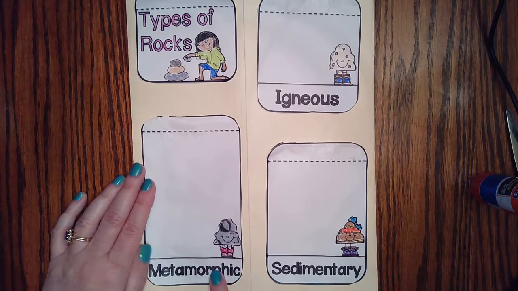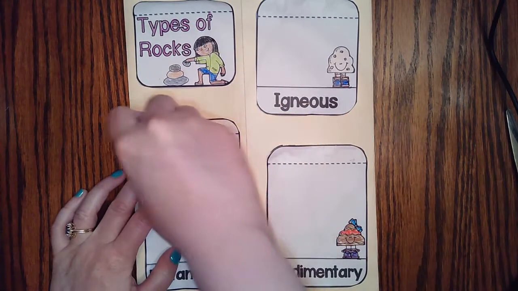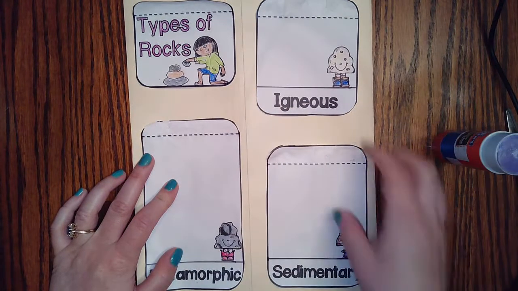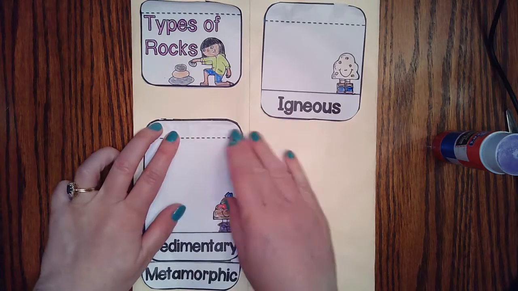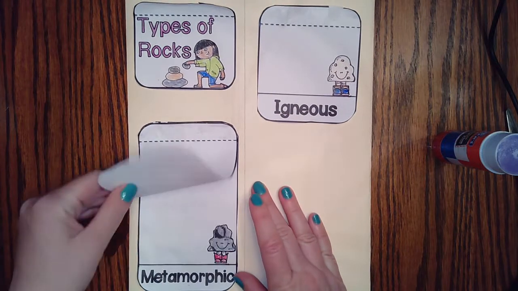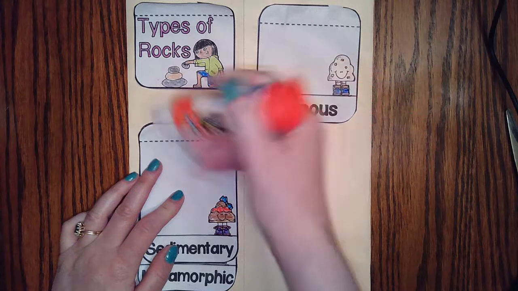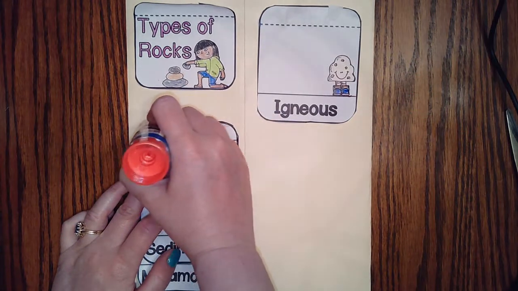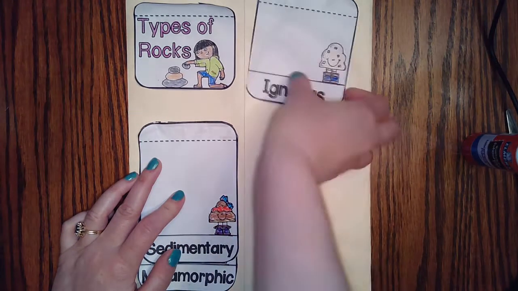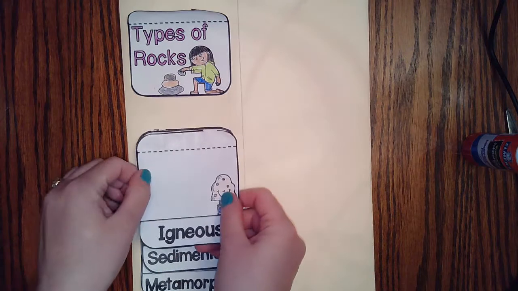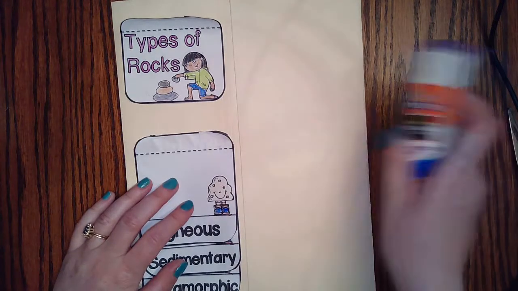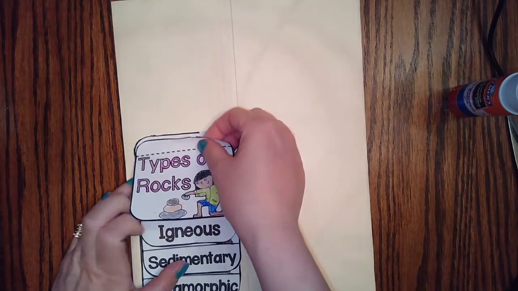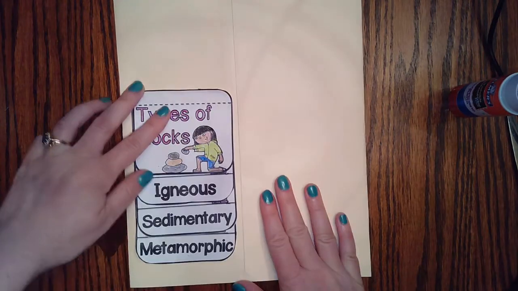So start with the metamorphic one, and you're going to add some glue right there. And then you're going to take the sedimentary one, place it right on top so it lines up. And see what we're making? We're making a lift the flap book. Then you're going to do the same thing. You're going to put some glue on the top of this one. You have your igneous piece. You're going to put that on top. And finally, do one more strip of glue. Cool, huh? To lift the flap.